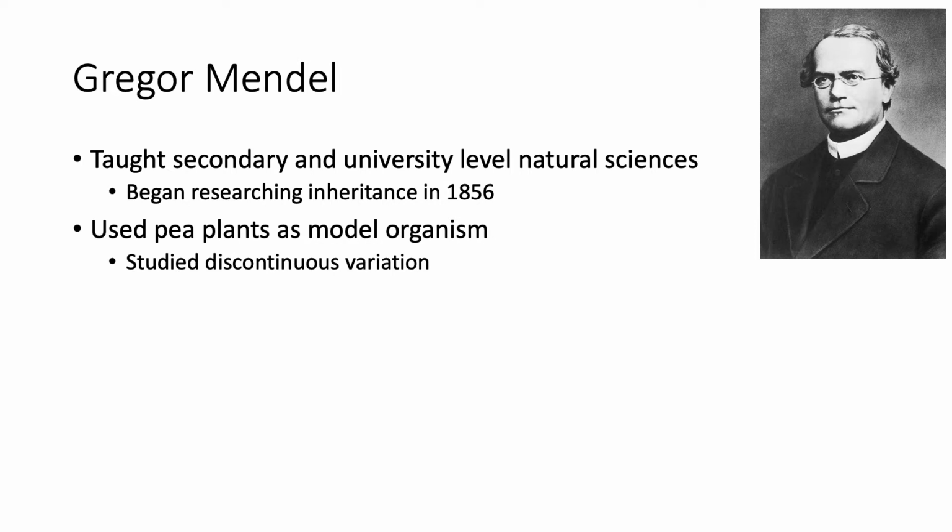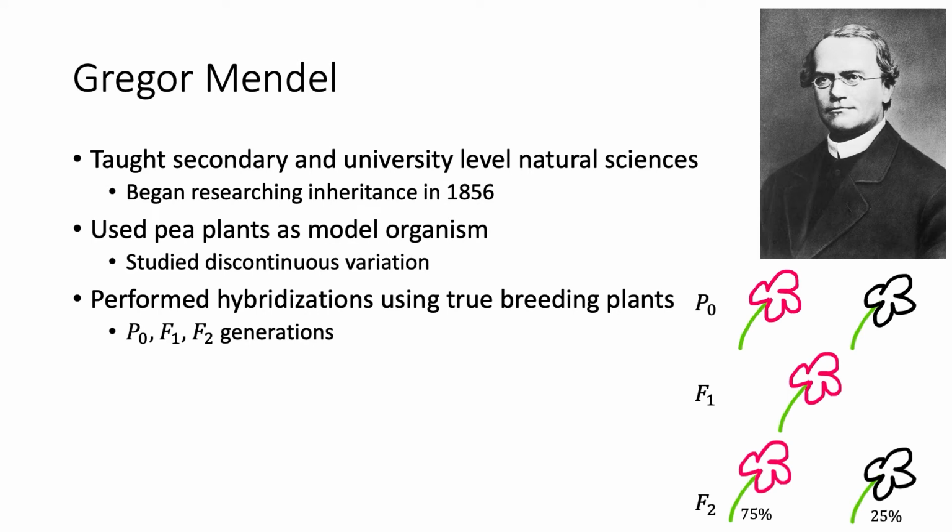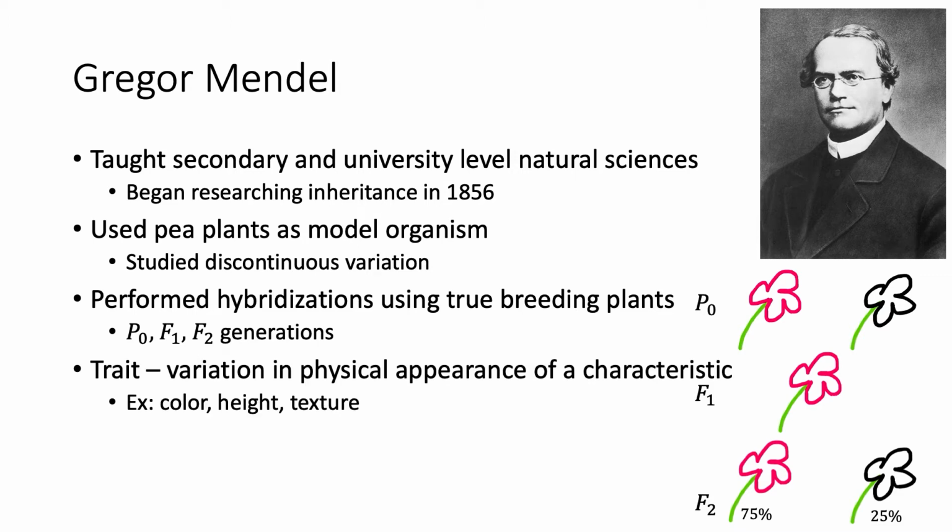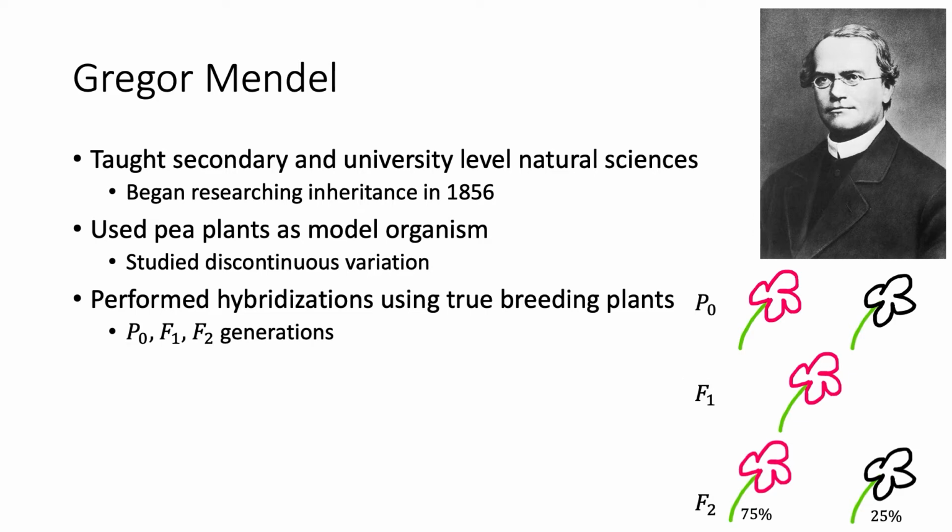Mendel specifically studied discontinuous variation, which is a complicated way of saying that the traits he experimented with didn't affect the expression of one another. He also performed hybridizations with true breeding plants, which is a line with a lot of big words, but basically true breeding plants are plants bred from a set line that always has the same set of traits. And hybridization is really just making two of these true breeding plants reproduce.